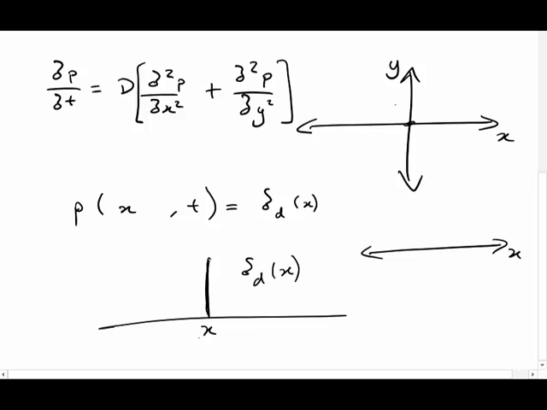Well, now we're moving in two dimensions. Therefore, we're going to have to incorporate an extra dimension in here. So we're not just moving in the x direction, we're also moving in the y direction as well. So therefore, we can have a Dirac delta function, not just in the x direction, but also in the y direction as well.